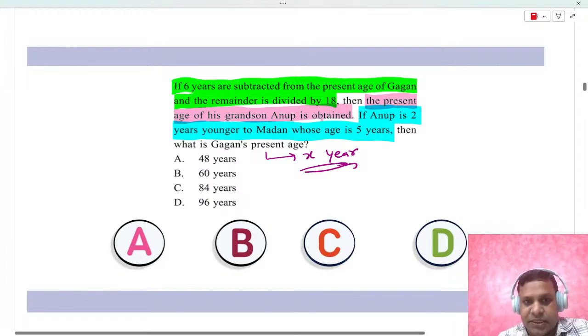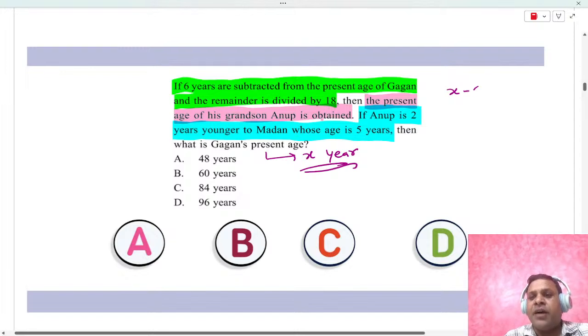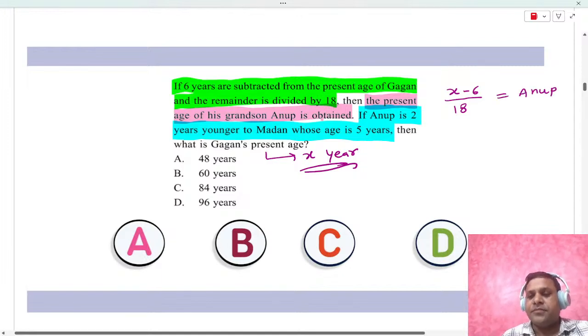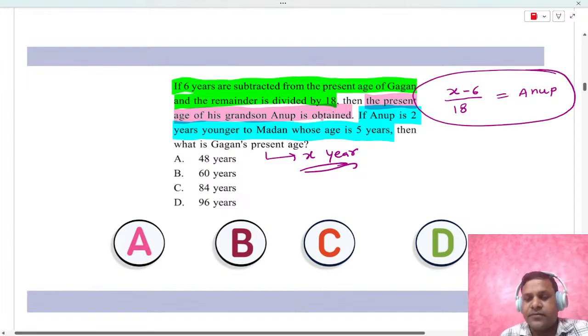Now come to the question. If 6 years are subtracted from the present age of Gagan, means X minus 6, and the remainder is divided by 18. This is Anup. This is the first equation.